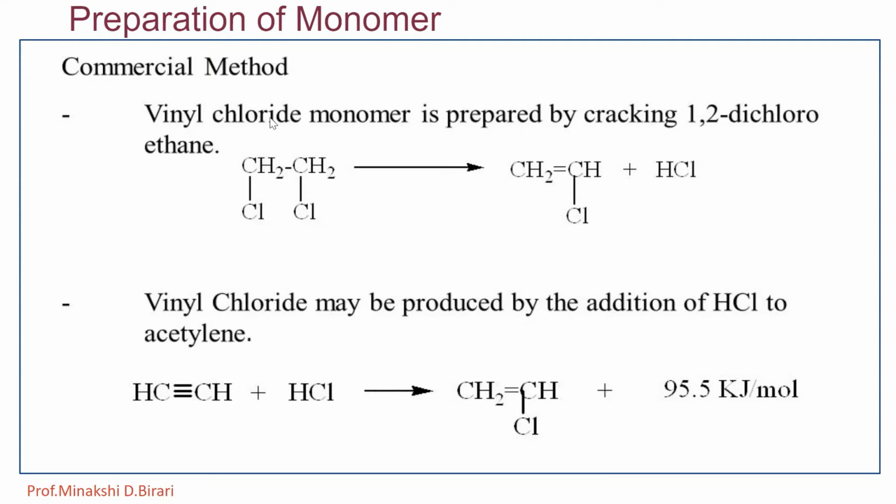So it is the commercial method for the preparation of the monomer. So what is the monomer for polyvinyl chloride? That is vinyl chloride. Vinyl chloride is the monomer and it is prepared by these two methods.